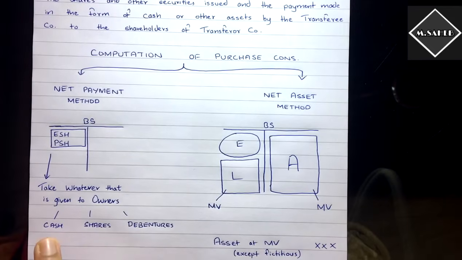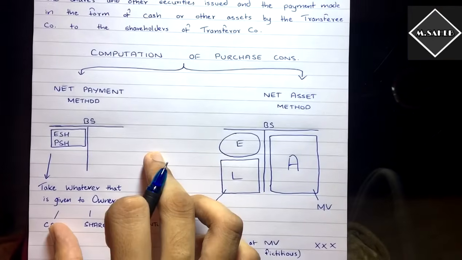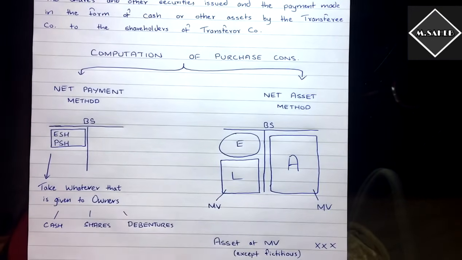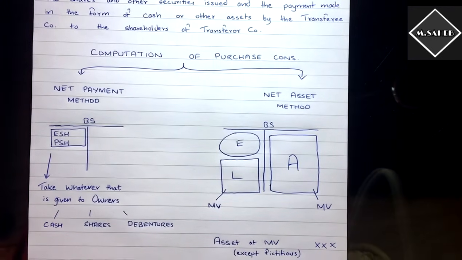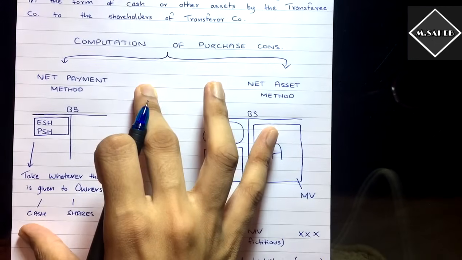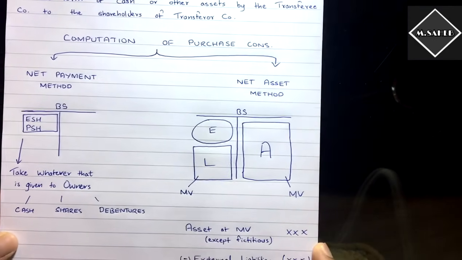So what can be given to them? Cash, shares, debentures, or anything that is given to them, that would be called the net payment method. You have to add up all of that, and that would be the net payment made to the owners of the company, and that is how you are going to calculate the purchase consideration. Fine. Don't worry, we will solve a problem on the net payment method and then you will understand it properly. And then we have the net asset method.